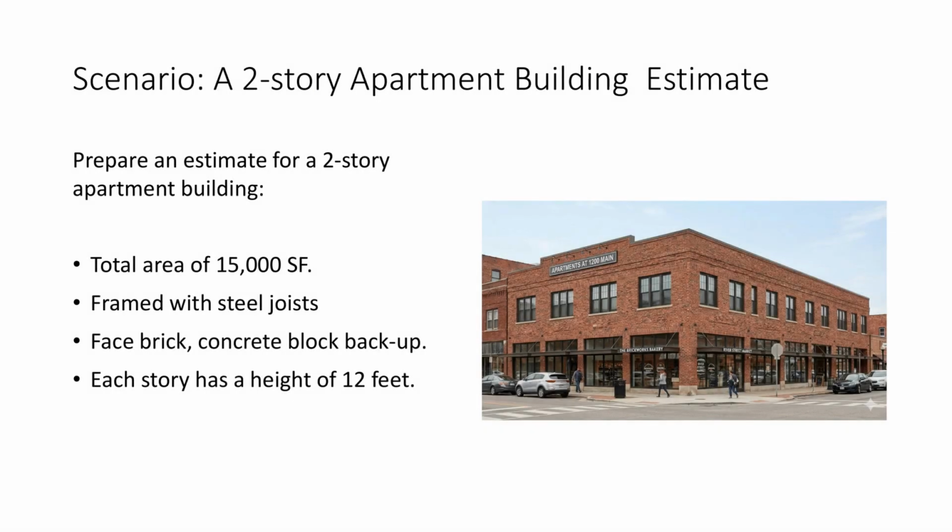Here's the project scenario. You're estimating a two-story apartment building totaling 15,000 square feet. The structure is framed with steel joists, and the exterior wall system is face brick with concrete block backup. Each story is 12 feet tall, which is already a clue that we'll need to adjust the model assumptions later.